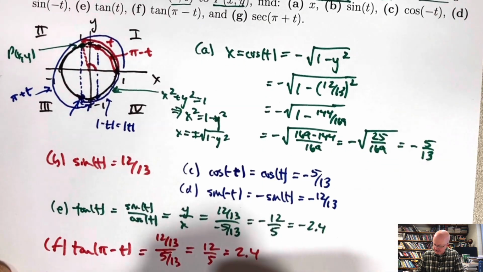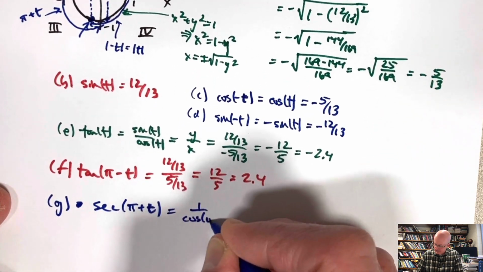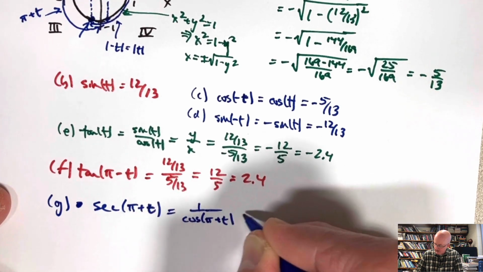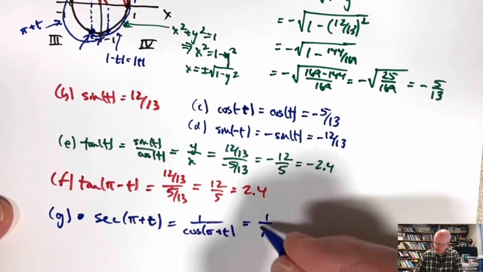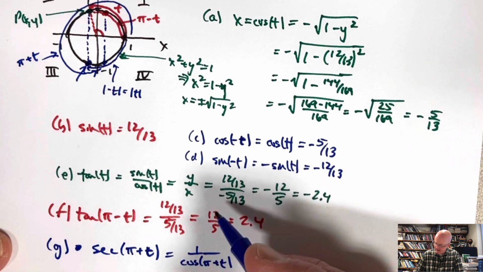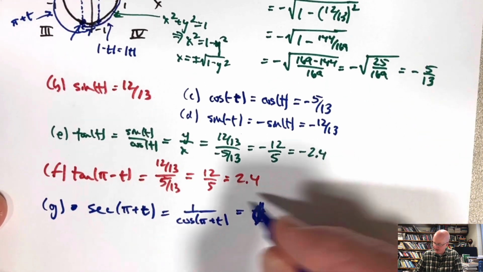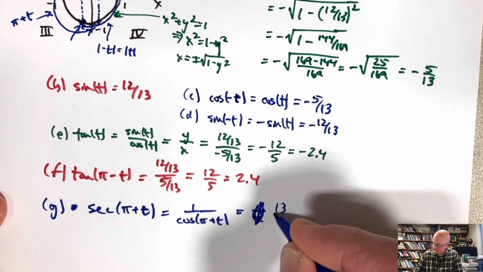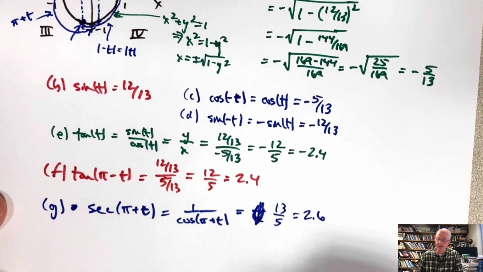Secant is 1 over cosine, so that'll be 1 over the x-coordinate of, not the original point, but this point. The x-coordinate of that point is 5/13, so we have 1 over 5/13 is going to be 13/5, or 2.6, is going to be the value of the secant of that number.